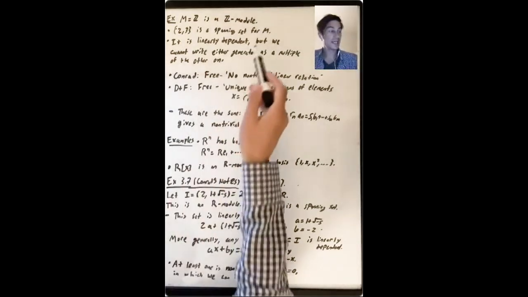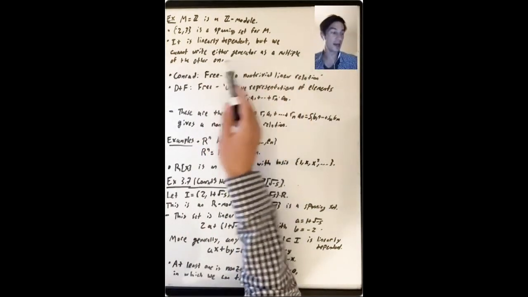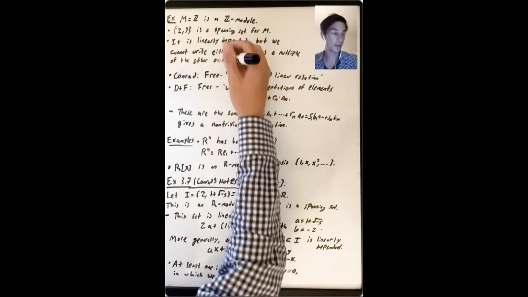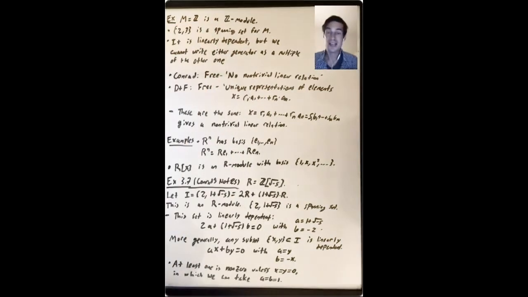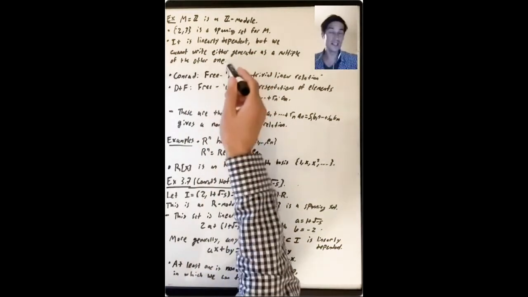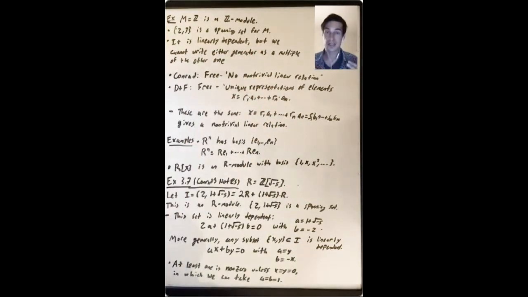But we cannot write either generator as a multiple of the other one. So what I mean is 2 is not an R linear combination of the single element 3, and 3 is not an R linear combination of the single element 2. This is different than what happens for vector spaces.